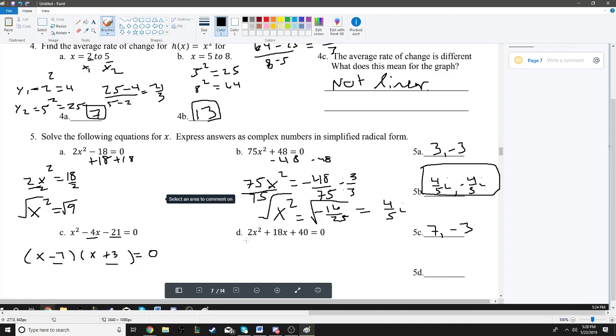Okay. For this one, I'm going to factor out a 2 in front first. And I'm left with x squared plus 9x plus 20. And then when I factor, I get x in front for each of them. And then in the back, they need to multiply to 20, but add to 9. So that would be 5 and 4. So that means my answers are negative 5 and negative 4, because they're just opposites of whatever's in here.